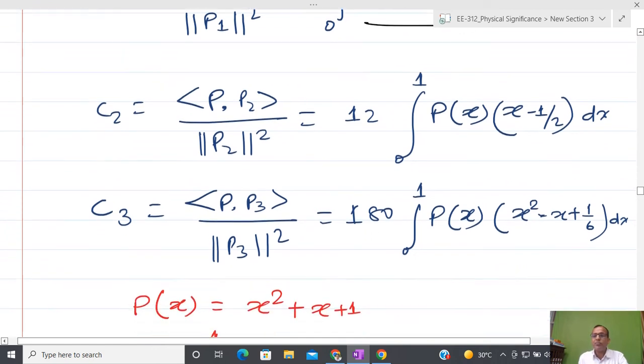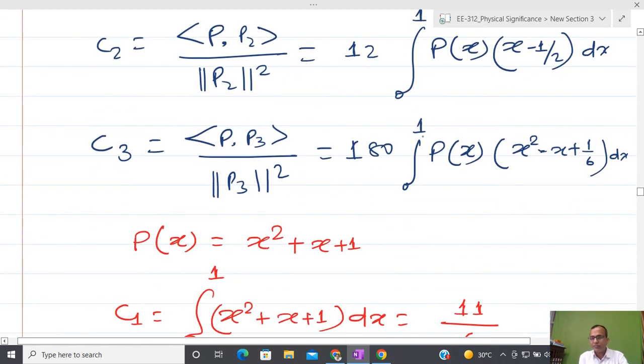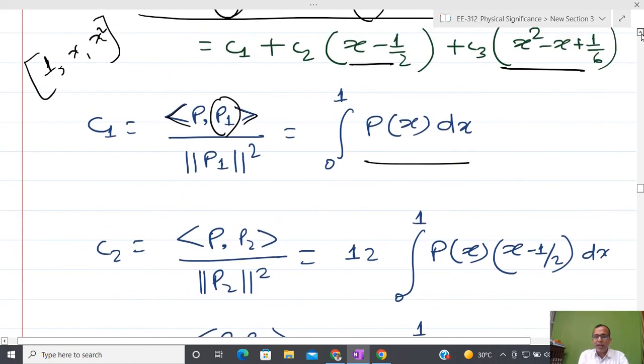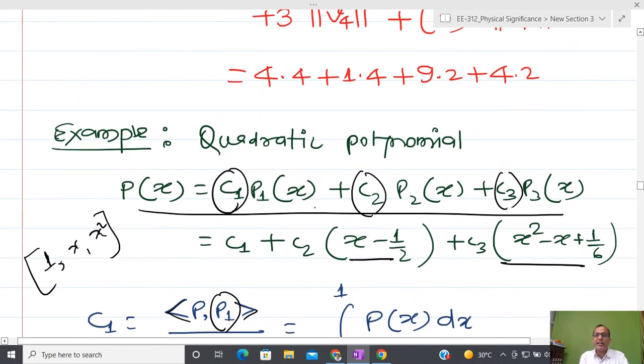So just you have to actually solve this kind of definite integral. And suppose now you have to express this x square plus x plus 1, this kind of polynomial, in terms of some kind of quadratic polynomial where the basis is mutually orthogonal, then you have to find the coordinate system c1, c2, c3.